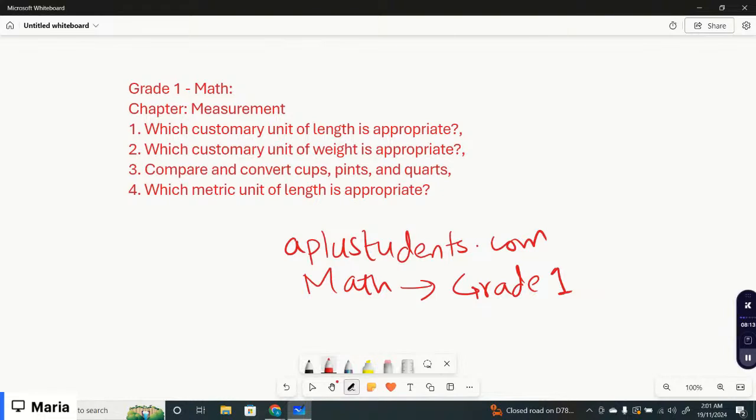We're going to start with the chapter measurement. The lessons we're going to cover today are which customary unit of length is appropriate, which customary unit of weight is appropriate, compare and convert cups, pints, and quarts, and which metric unit of length is appropriate. So please make sure you have your notebook and pencil so that you can note down the important examples and definitions as well.